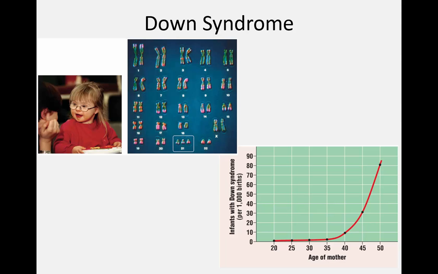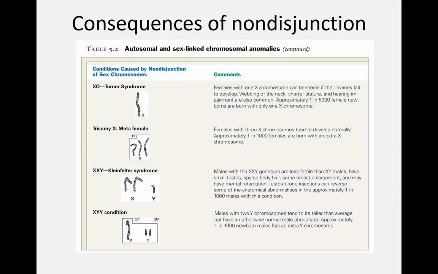So that's what they have found in the recent past. So there's other non-disjunctions as well. Trisomy 21 is a very well known and pretty common one. Turner syndrome is where there's just one X, so it would be a female with not two X's, just one. Something called trisomy X, where you have three X's instead of just two. And Klinefelter's is where it's a male that has two X's and one Y.